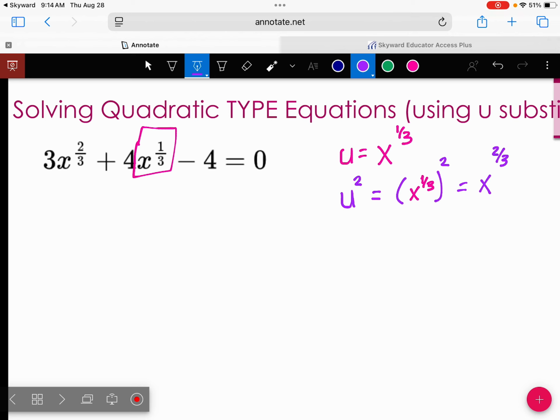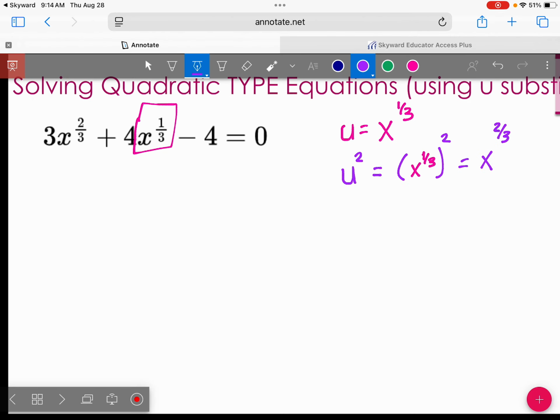Just like if I had x squared times x cubed, we would end up with x to the 5th. But if I had x squared cubed, we'd have x to the 6th. We multiply them. It's just sometimes harder to remember with the fractions because we really would rather square them. But that gives me significantly better numbers because I can see that this is exactly what we have here. So I can rewrite this as 3u squared plus 4 times u minus 4 equals 0.